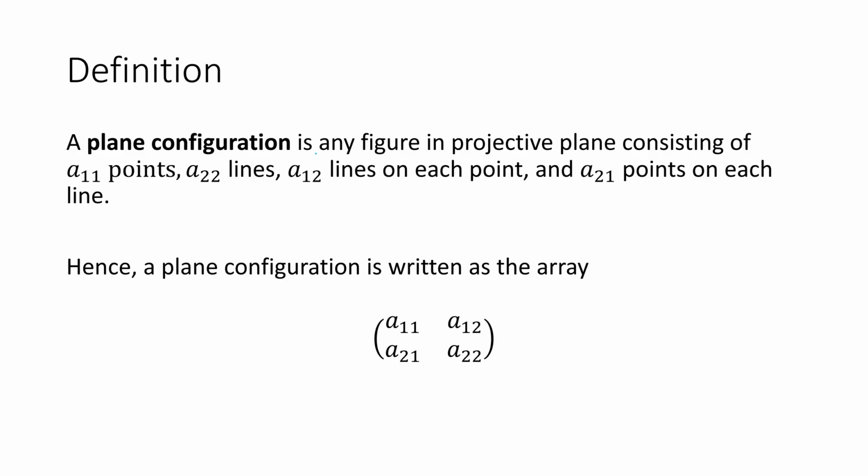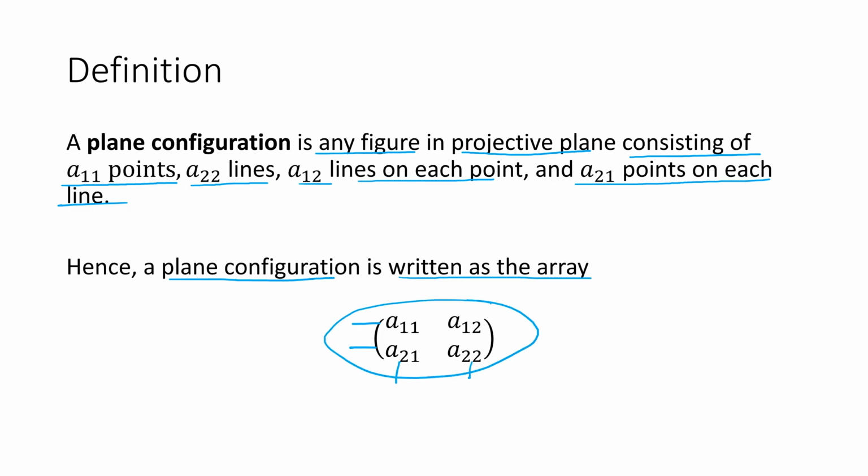It is any figure in the projective plane that consists of a sub 1 number of points, a sub 2 number of lines, a sub 1 number of lines on each point, and a sub 2 number of points on each line. Now, the subscripts 1, 2, and so on represent the row or column in an array. Hence, a plane configuration is written as an array of this format.